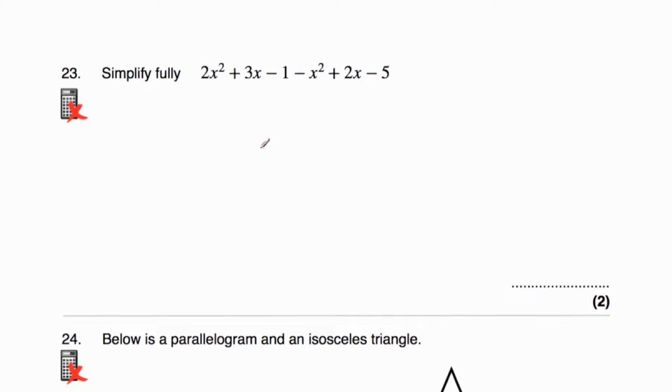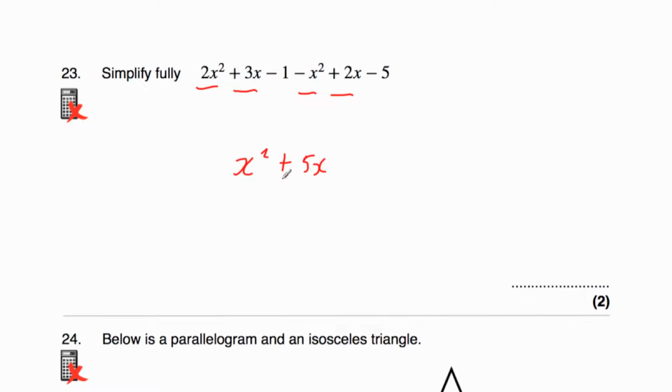So let's first of all deal with our x squared terms. We've got 2x squared, take away x squared. So if we had 2 lots of x squared and we take away 1 lot of x squared, that would leave us with just 1 lot of x squared, or x squared. Now let's deal with our x's. We've got 3x plus 2x. Well, 3x plus 2x is 5x, so plus 5x.